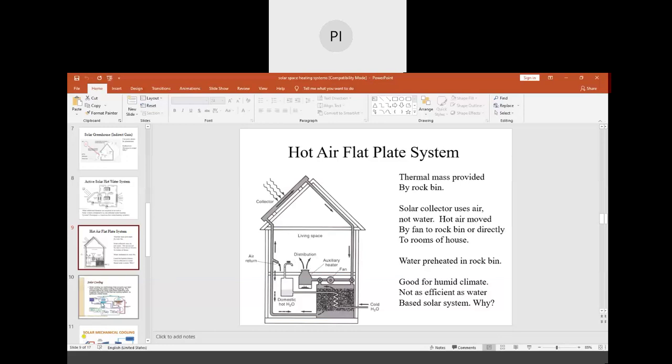Another way of space heating is by a photovoltaic system. By a photovoltaic system we can produce electricity. That electricity can be used to heat up the coils in a room heater. That current can be converted into heat energy in the room. So electricity can also be used as a space heating system.